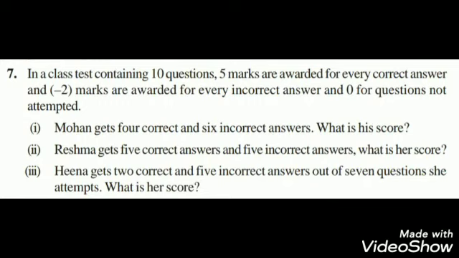The seventh question: in a class test containing 10 questions, 5 marks are awarded for every correct answer, minus 2 marks are awarded for every incorrect answer, and 0 for questions not attempted. Is it clear? 5 marks for a correct answer, minus 2 for an incorrect one, and 0 for not attempted. Then they are asking three subdivisions.